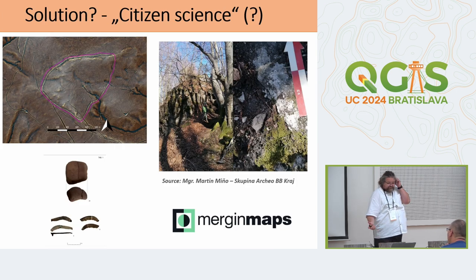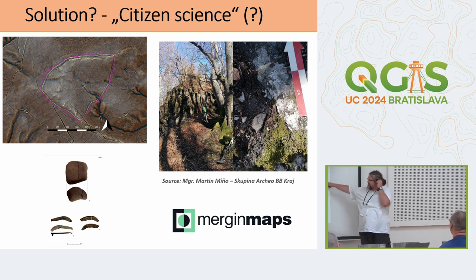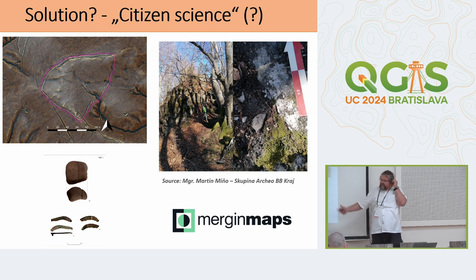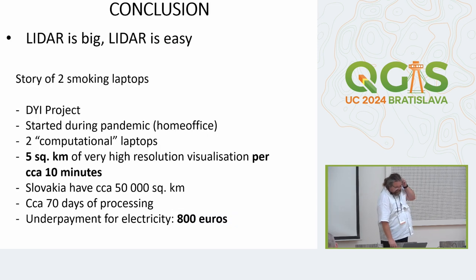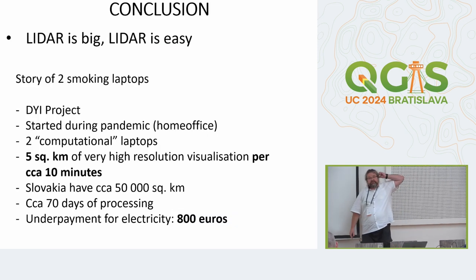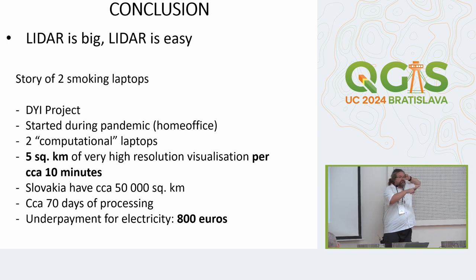For instance, one of the solutions is citizen science. We work with the people from the monument board in the Banská Bystrica municipality. We are using the margin maps for the data validation. And final conclusion, LIDAR is big. For me, LIDAR is also easy. Only one thing is complicated with LIDAR, and it is the classification of the data. The rest of the work with LIDAR, especially because of the effort of the QGIS developers, is really easy.